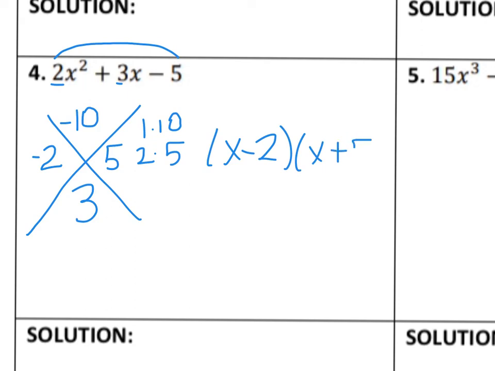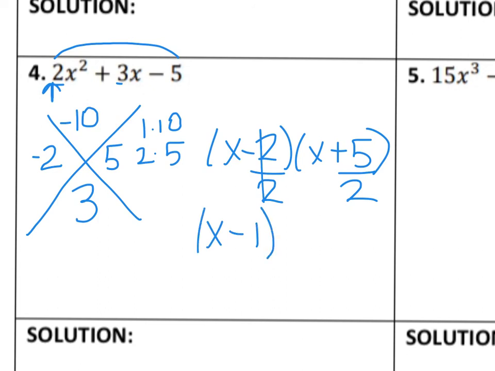x plus 5, and then always go back and check to see if we had a leading coefficient, and this one we did, it was a 2, so we're going to divide these by 2 and see if we need to slide anything over. So 2 divided by 2 turns into 1, and 5 divided by 2 gives us a decimal, so we're going to want to slide this over, giving us 2x plus 5.